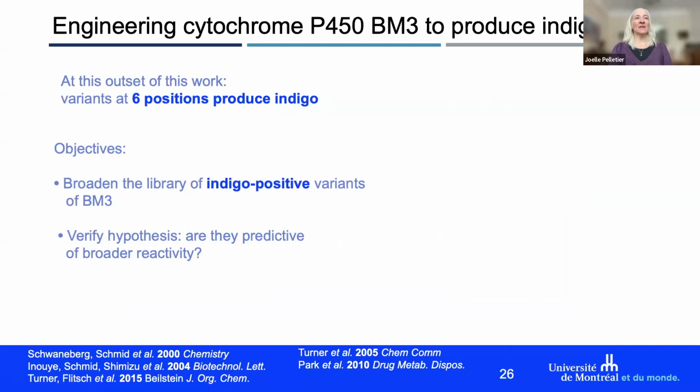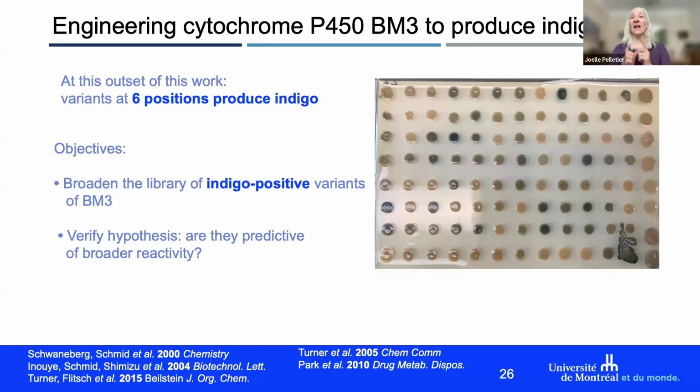So when we began this work, there were point substituted variants at 6 different positions that were known to produce indigo. And our objective was first to question, can we broaden this library of indigo positive singly substituted variants? And if so, then we could verify the hypothesis of whether more indigo positive variants are predictive of even broader reactivity.